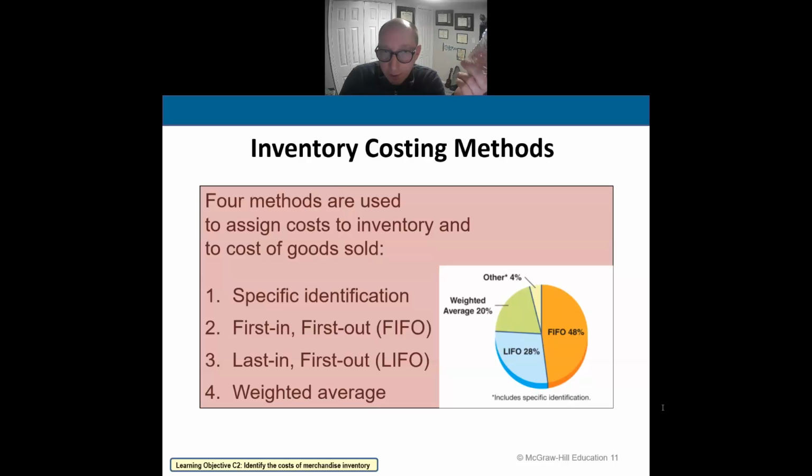The third inventory costing method is called the last in, first out method. Stores that use the last in, first out method would be retailers that sell products that do not expire. An example of that would be Best Buy. They sell electronics. Electronics don't expire. There's no expiration date on that CD player. There's no expiration date on that computer. There's no expiration date on whatever.